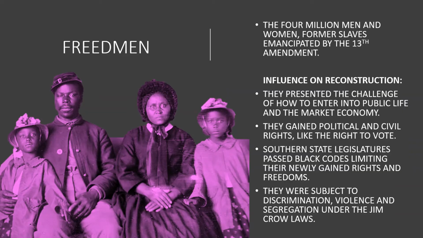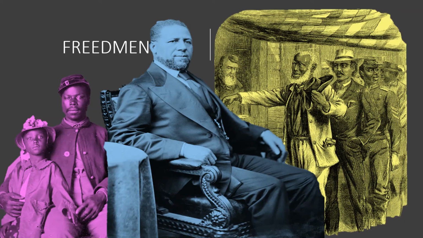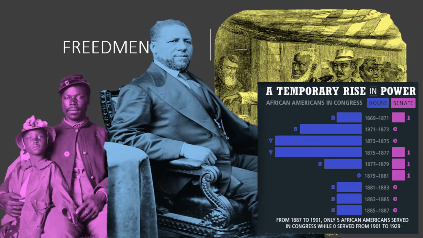Let's review the key contributions and facts for freedmen. Freedmen gained civil and political rights, especially the right to vote. As African Americans voted for the first time, blacks were also elected for office. Hiram Rhodes Revels became the first African American to sit in Congress when he was elected as senator from Mississippi in 1870.